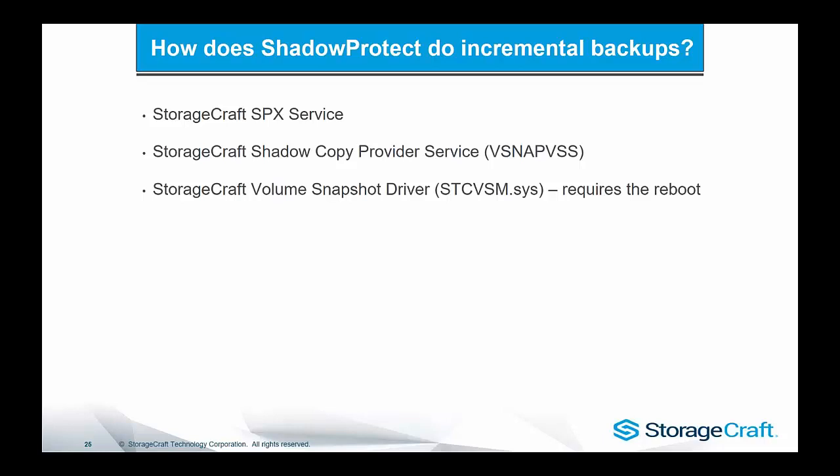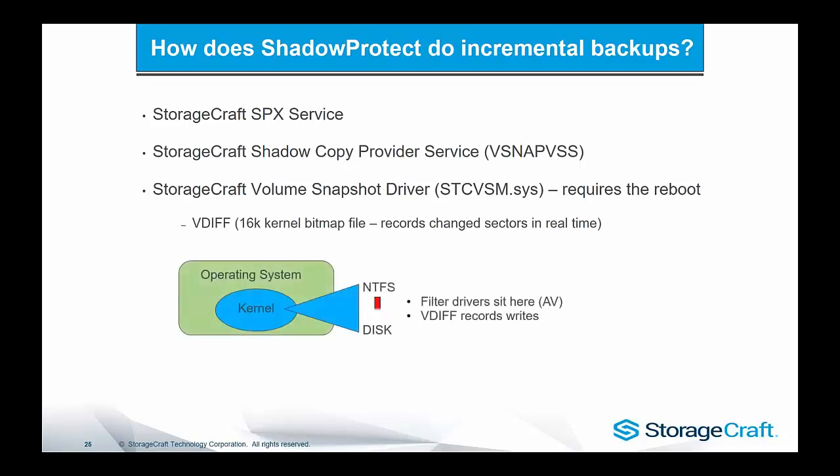Now, STC VSM talks to the low-level kernel. What we have in the kernel is called VDIF. It's a 16K kernel bitmap file, and it records changed sectors in real time. So I've made this little diagram here. Basically, you've got the operating system that's managing your NTFS file system. As that writes to disk, the data transitions through the kernel, with this red arrow that I've got going from the file system, and gets written to disk.